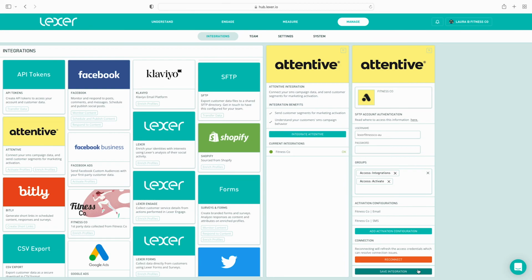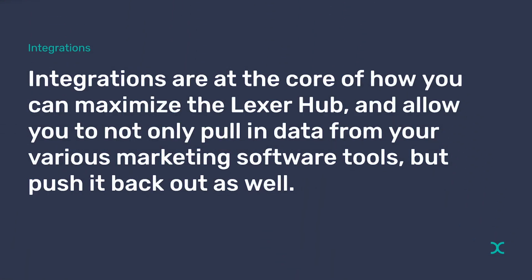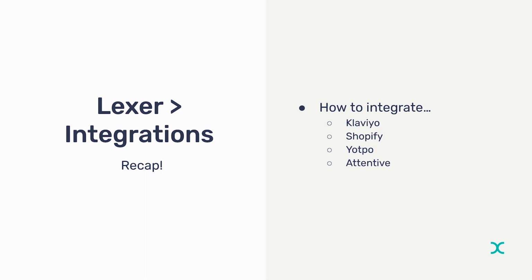So let's finish with a quick recap. Integrations are at the core of how you can maximize the Lexer Hub and allow you to not only pull in data from your various marketing software tools, but push it back out as well. In this module today, we walked through how to integrate 4 marketing integrations: Klaviyo, Shopify, Yotpo, and Attentive. You're now ready to go and create some great segments and activate some truly personalized campaigns using these tools like the Lexer legend you are.